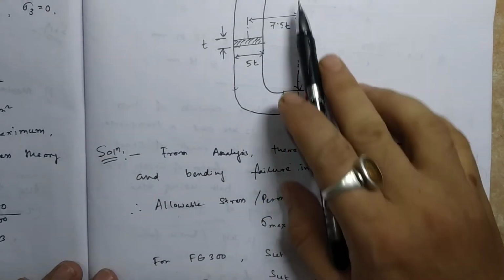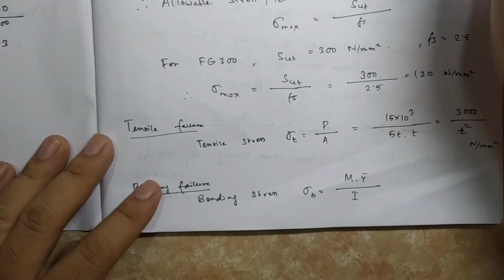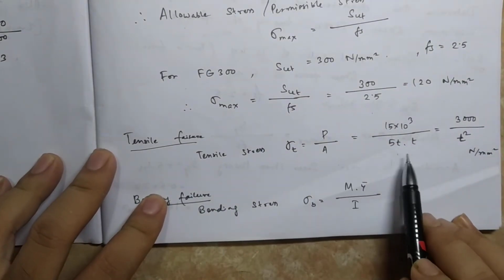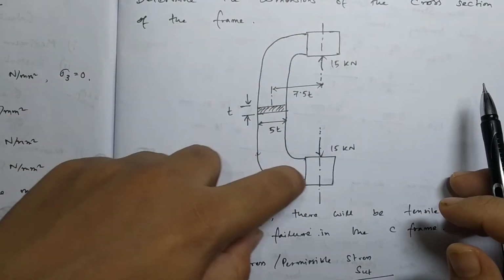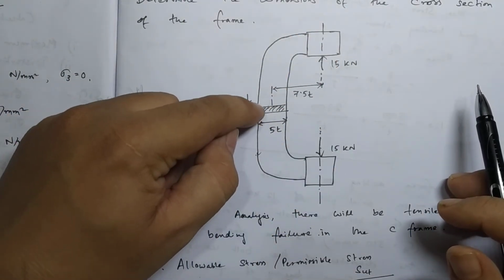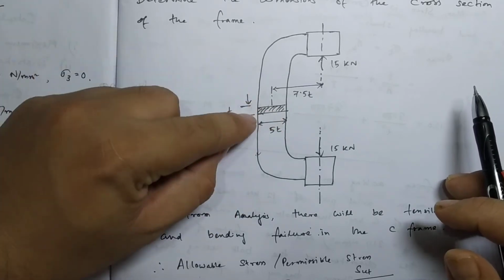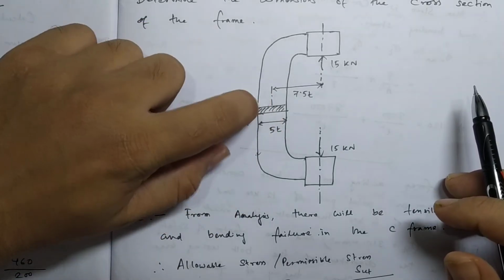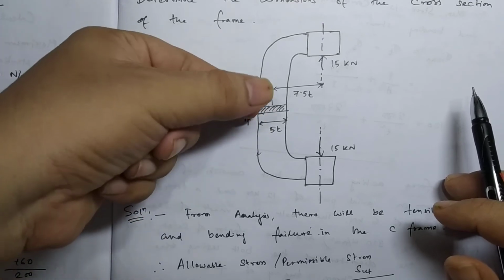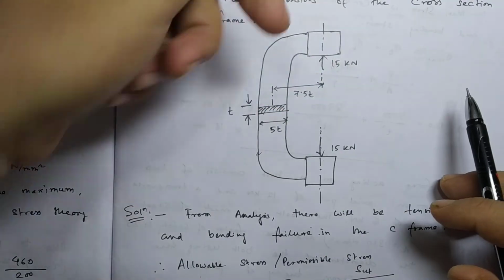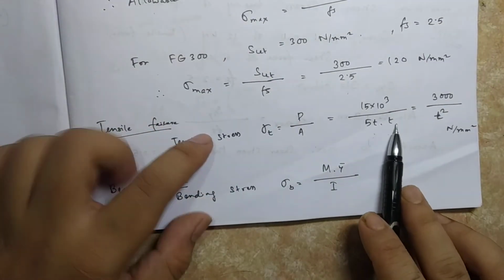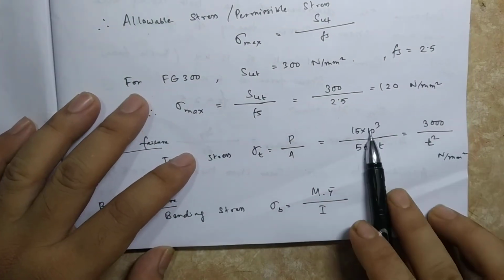Now the tensile stress is P by A. The force is 15 into 10 to the power 3, the same on both sides. You have to take the failure area, that is 5t into t. Actually your figures will be given in this manner, so you have to understand this area. This t is actually going inside the page, or coming out of the page. This is t, and this is 5t. You have to imagine that in your mind. So 5t into t is the failure area, very easy to understand. So 3000 by t square.